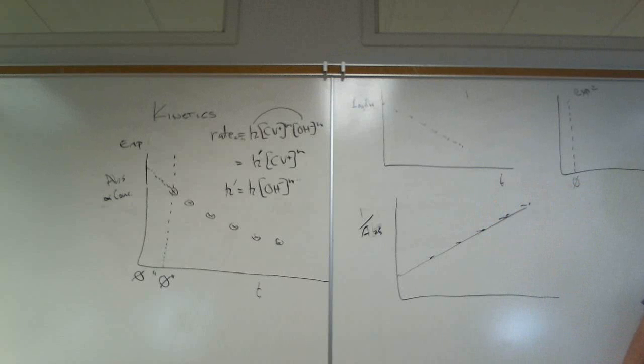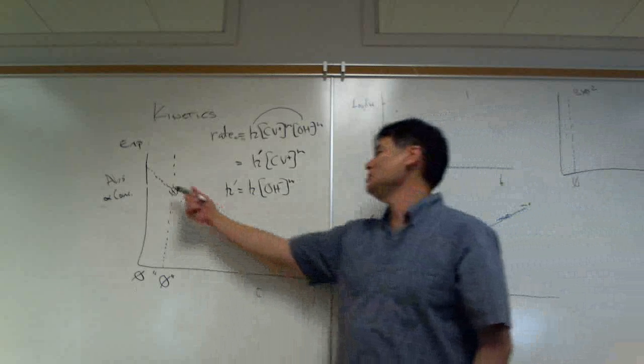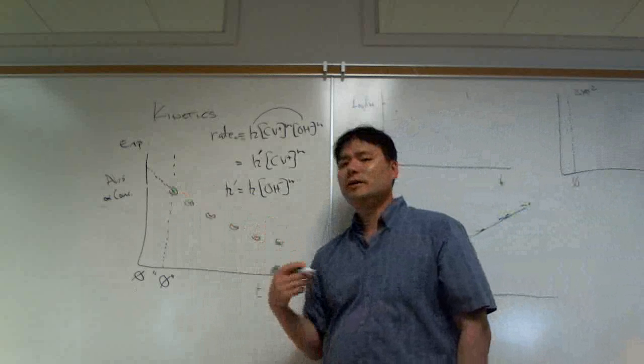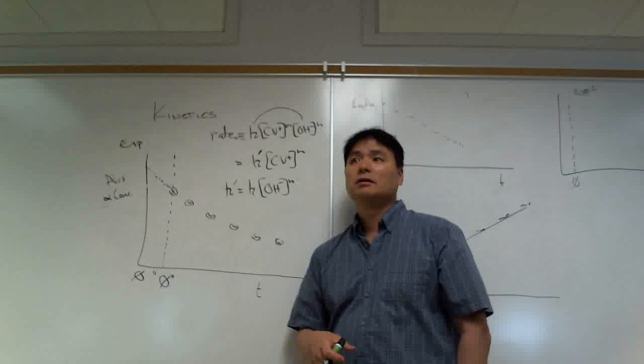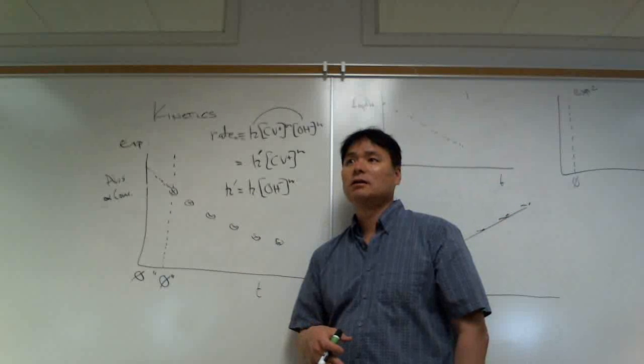But it's not just any rate, because the problem is the rate might be changing all along here. And so when we use the method, it's called the method of initial rates because we want to compare the initial rates.